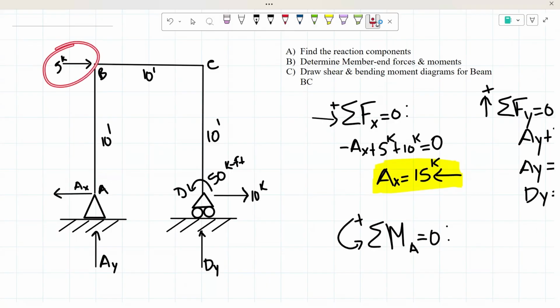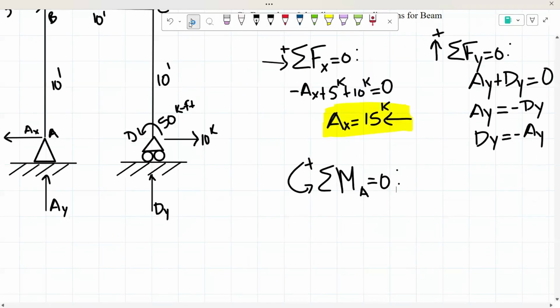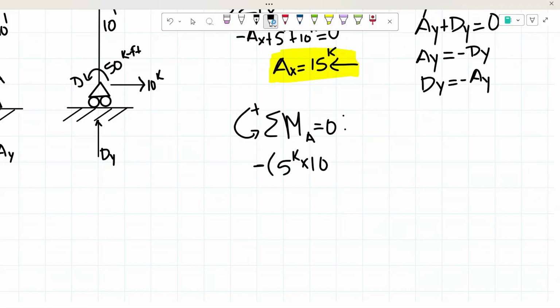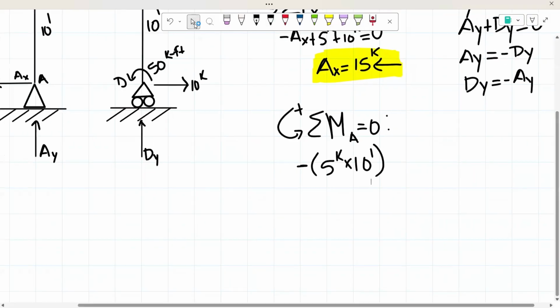So our force is the 5 kips, and now our distance would have to be from here to here, which we know is given to us as 10 feet. Now we have to determine if that's going to be a positive or a negative moment. Since it is pointing to the right about that point A, we know that's going to be creating a clockwise moment, meaning that's going to be negative. So we have a negative moment. The force is 5 kips. The distance is 10 feet. Now we're going to proceed.